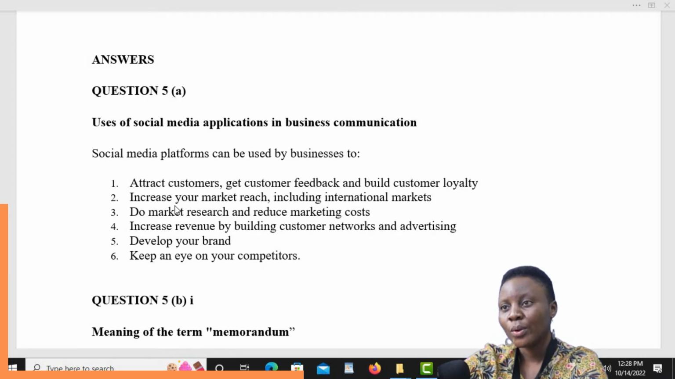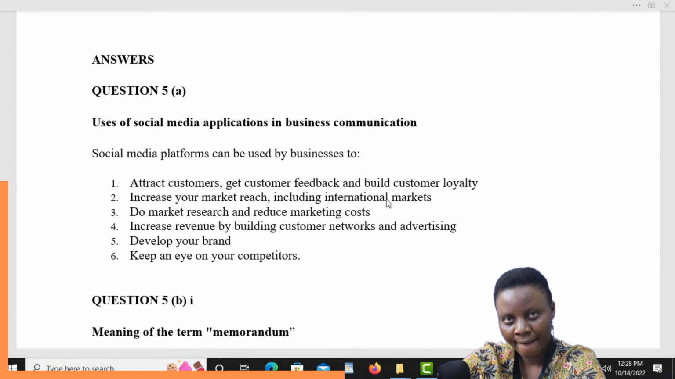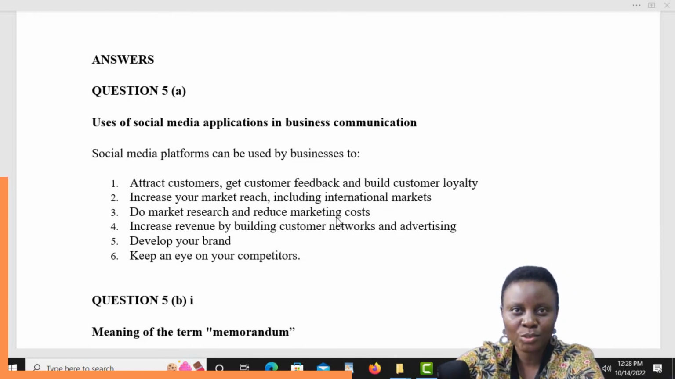We have number two: you can use social media platforms to do market research. You can see what competitors are posting. You can see what prices they have. You can see what kind of messages and languages they use, and you also get a clue from the same. You can do market research, including even international markets, because these social media platforms are used across the globe, not only in one or two countries. So long as the post is public, anyone can see it.